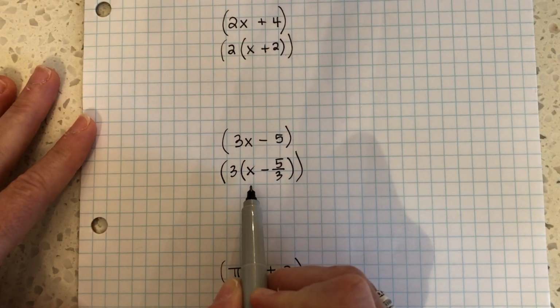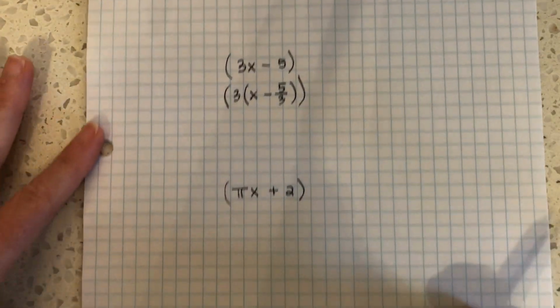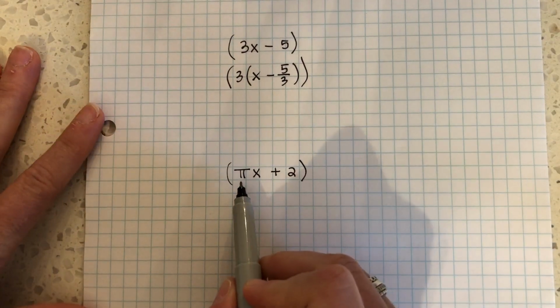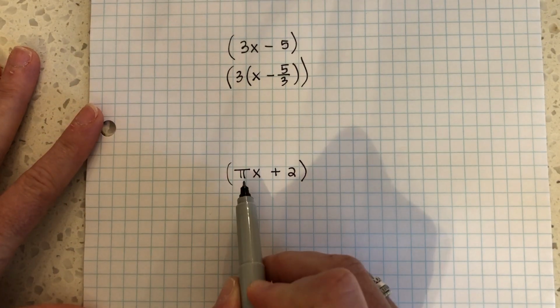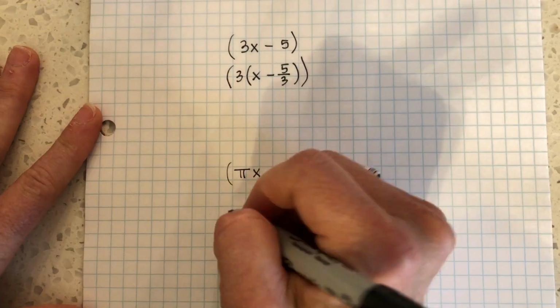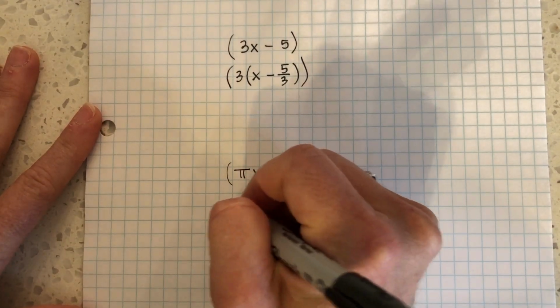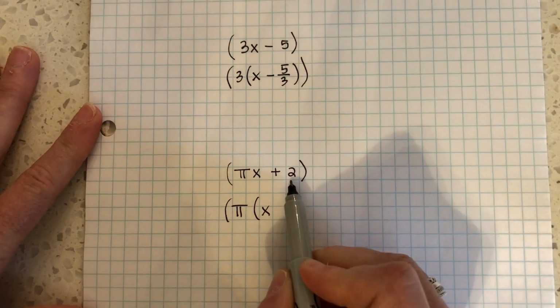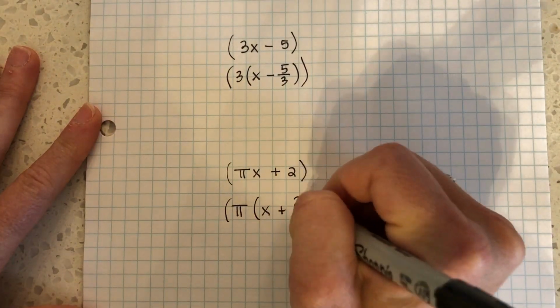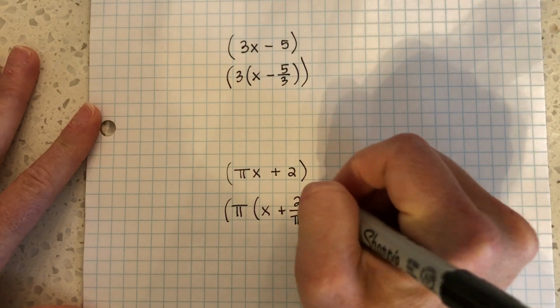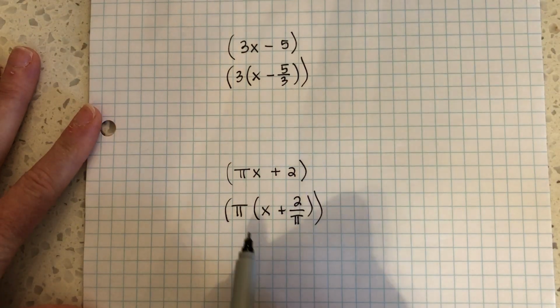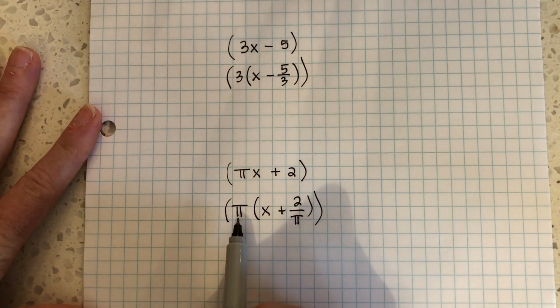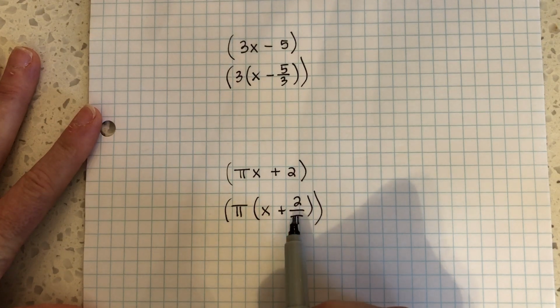So you're going to have some weird expressions like this, so just get used to it. Look here. If you had the expression pi x plus 2, you have to pull out the leading coefficient of pi. So you would pull out the pi, and then you would divide this by pi. I would get x. Divide this by pi, and you would get 2 over pi. And that would be your new expression.